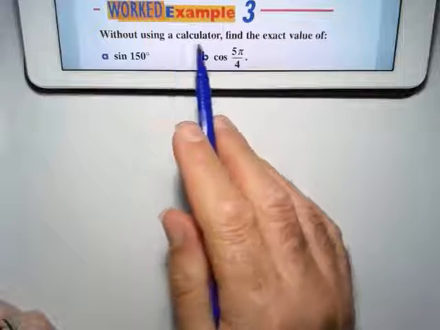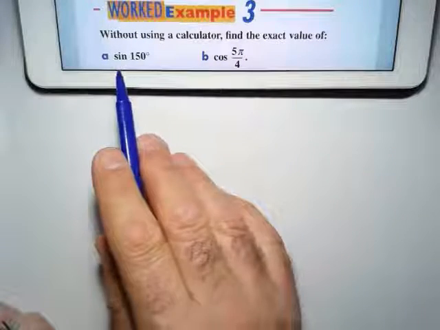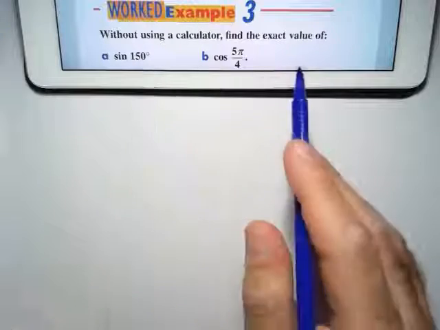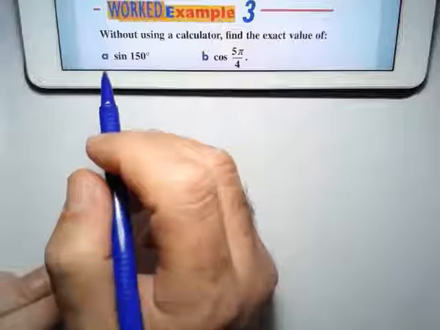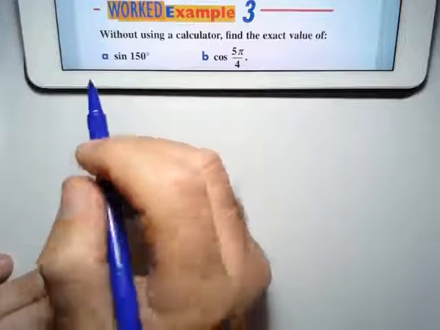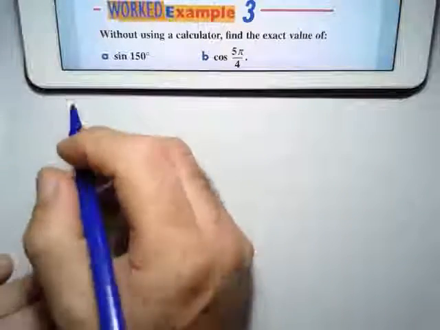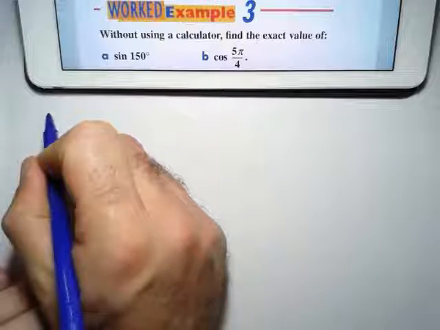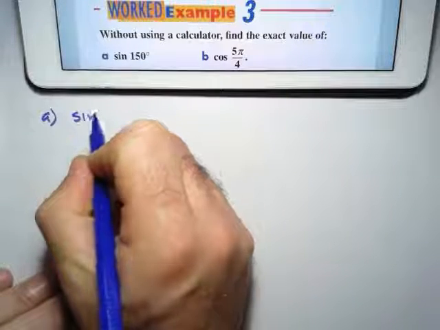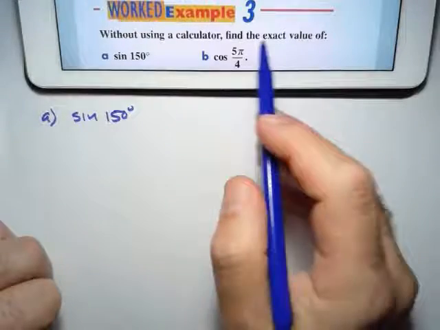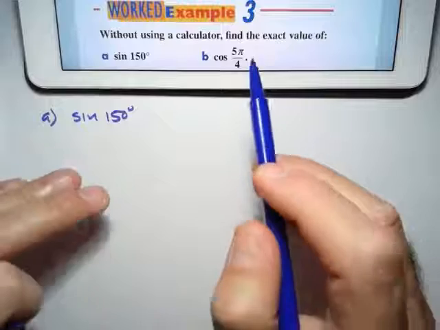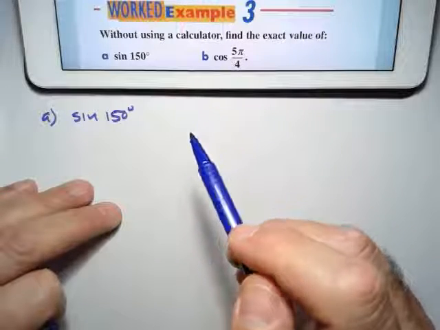Without using a calculator, find the exact value of sine of 150 degrees, and then for B is that one. The worked example in your textbooks does not have sufficient working, so you have to do it in the following way. I'm going to start with the sine of 150 degrees. They say without the use of a calculator, and exact value. So that's already a clue that I'm going to work with my special triangles.